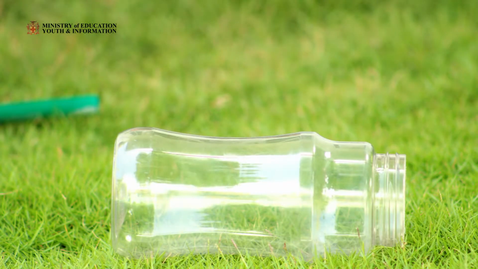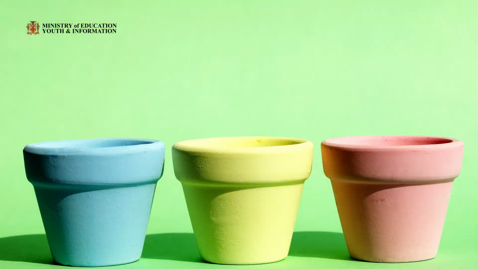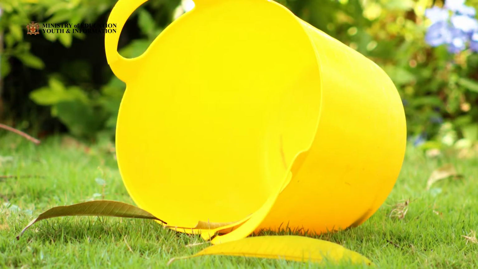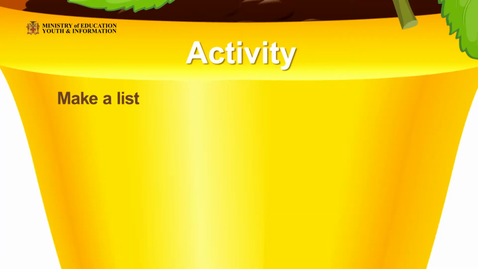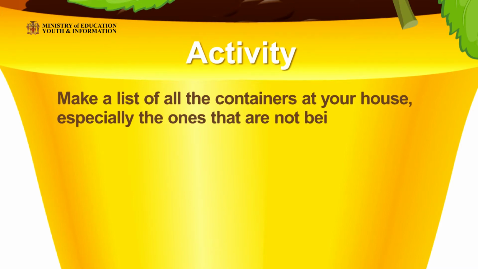Let us look at some solutions for establishing a container garden. Firstly, what do you have at home that could be used to grow crops? Do you have plastic bottles? Do you have tires? Do you have animal feed bags? Do you have flower pots? Do you have drums? Do you have any buckets? Let us look at this activity. Get a piece of paper and let's start writing. Make a list of all the containers at your house, especially the ones that are not being used.